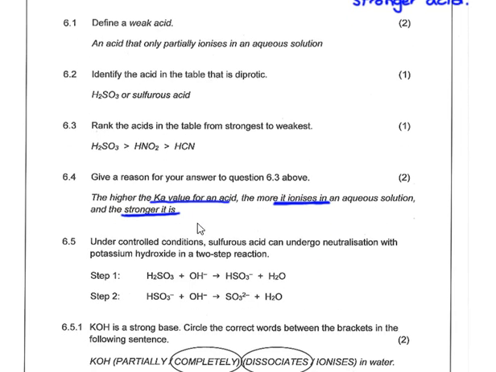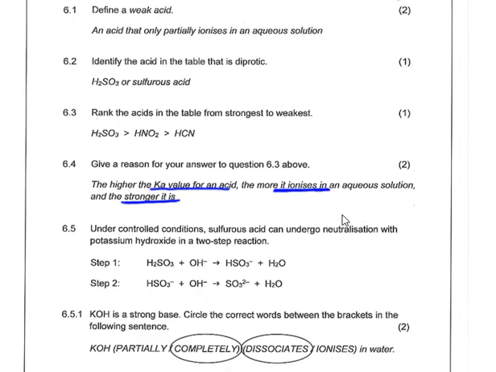Most of you lost a mark here because you said the higher the Ka value, the stronger the acid, but you have to say why. You have to include why, and it's because it ionizes. The strength of the acid is linked to the ionization. So you had to say the higher the Ka value for an acid, the more it ionizes in the aqueous solution, and therefore the stronger it is. So don't leave out that ionizes part.